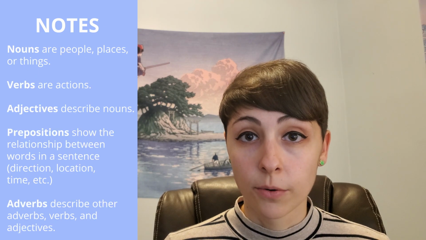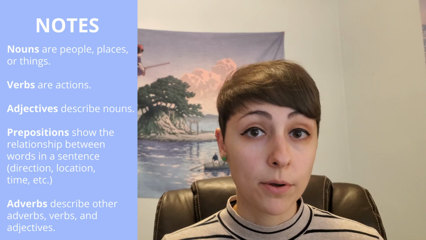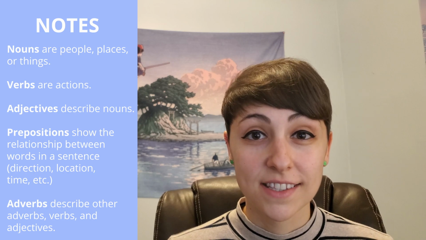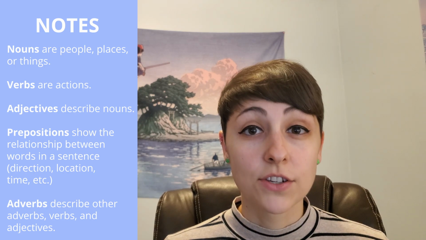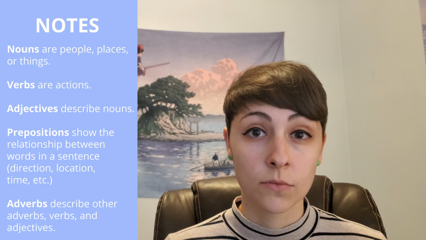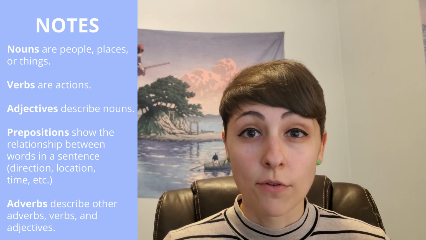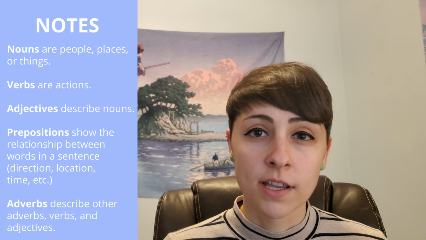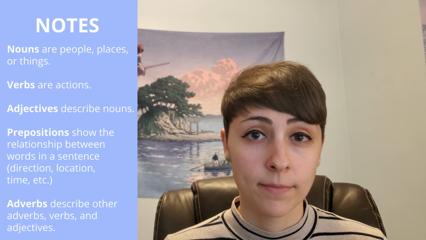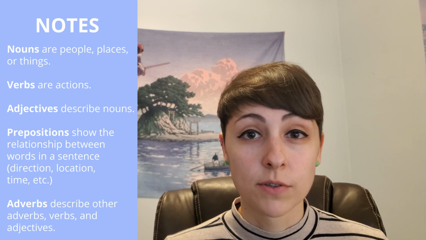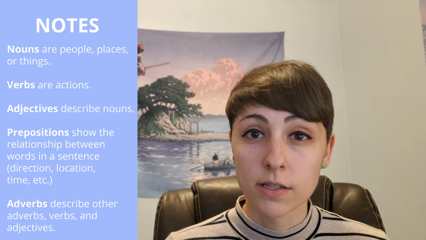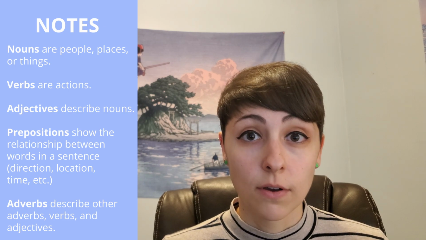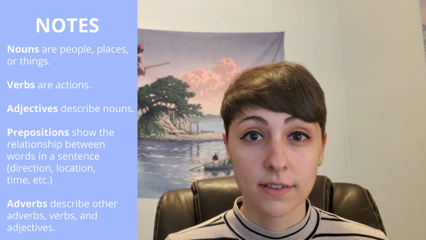As you may already know, nouns are people, places, or things. Verbs are actions. Adjectives describe nouns. Prepositions show the relationship between words in a sentence, like direction, location, and time. Finally, adverbs also describe words, but not nouns. Adverbs describe other adverbs, verbs, and adjectives.